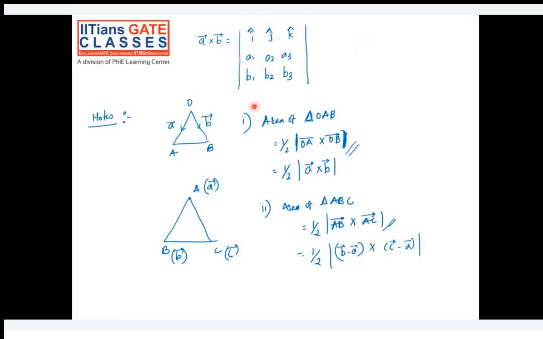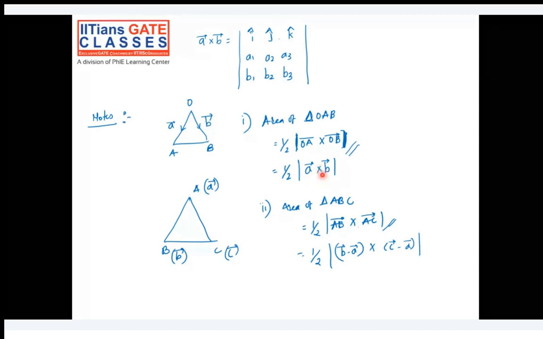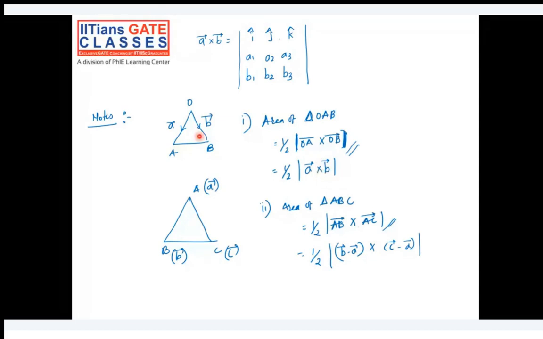As I said before, vectors are helpful for us to calculate the area of a triangle. Suppose OA bar and OB bar are the two vectors. OA bar is given by a bar and OB bar is given by b bar. Then half of a bar cross b bar will give you the area of the triangle, where a bar and b bar are position vectors. Position vectors means they are passing through the origin O. That's why I am writing directly a bar and b bar.